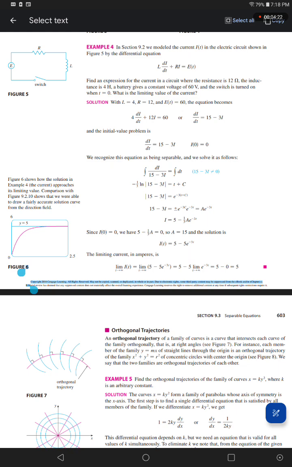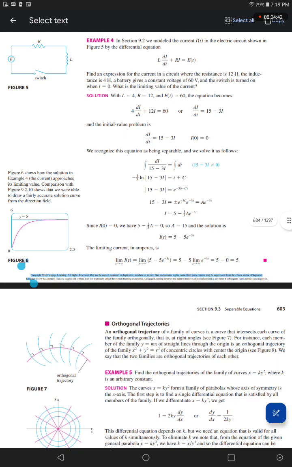See the sidebar. Figure 6 shows how the solution in example 4, the current, approaches its limiting value. Comparison with figure 9.2.10 shows that we were able to draw a fairly accurate solution curve from the direction field. Y equals 5.